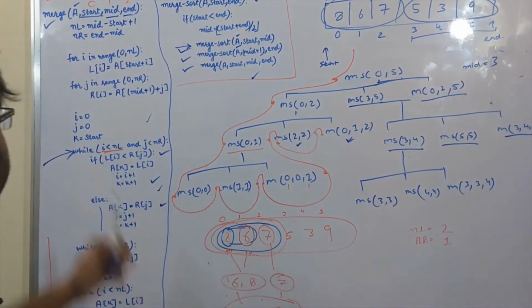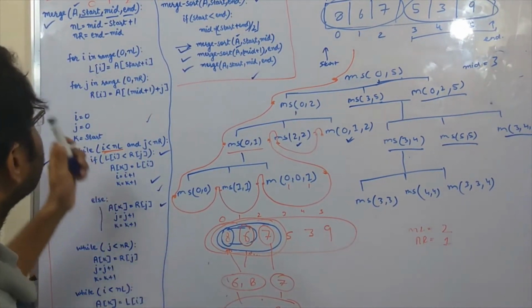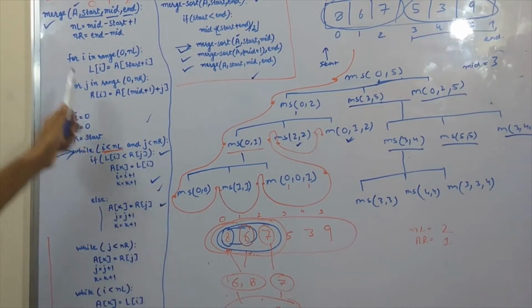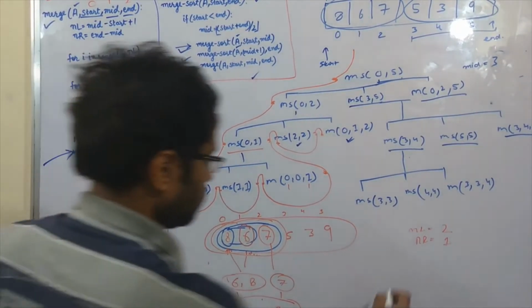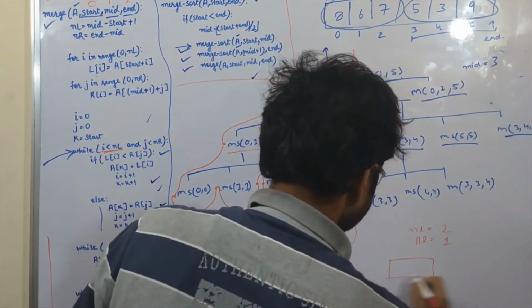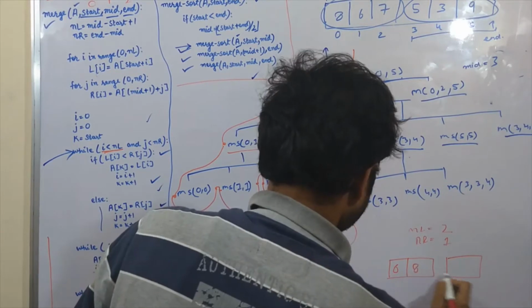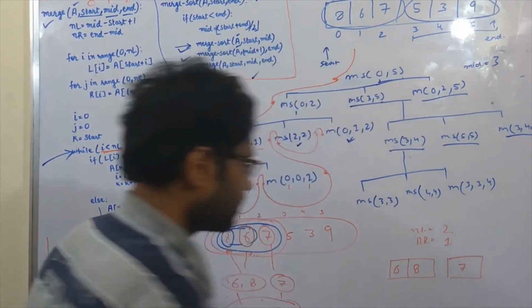So now what we will do? We will just copy the elements from the array, from 0 up to NL, and fill both these arrays. So the left array will be like this and the right array will be like this. The left array has 8 comma 6, and this array will contain the 7 element.